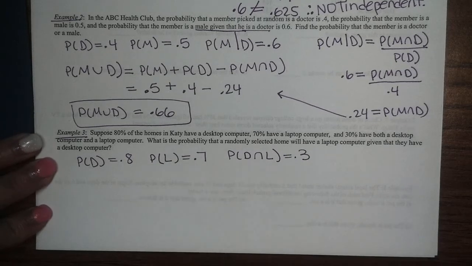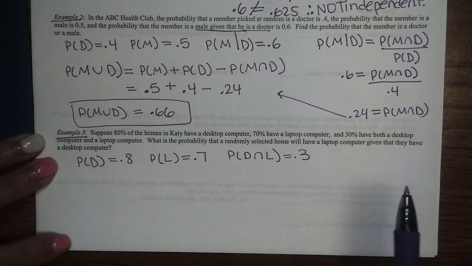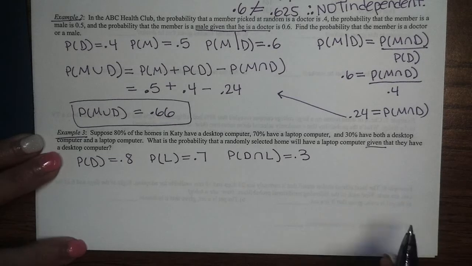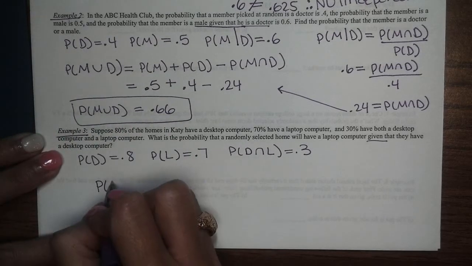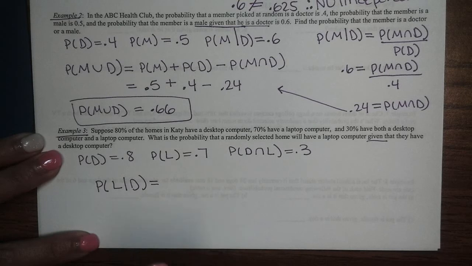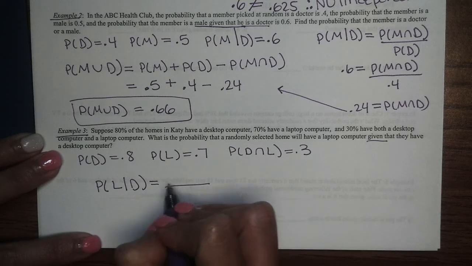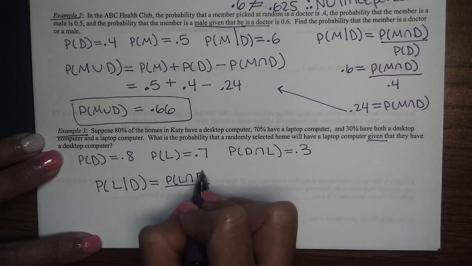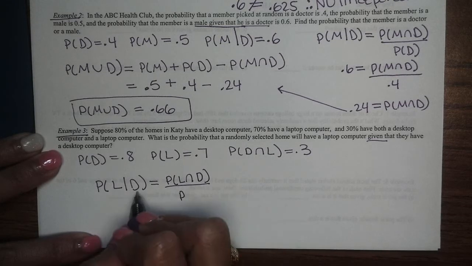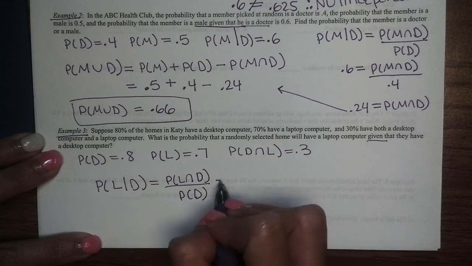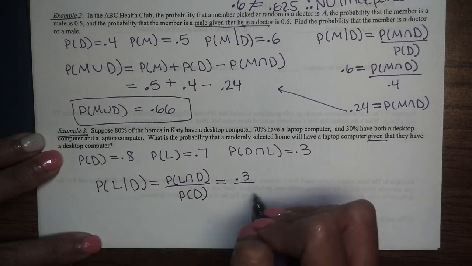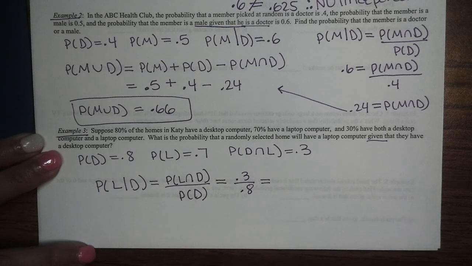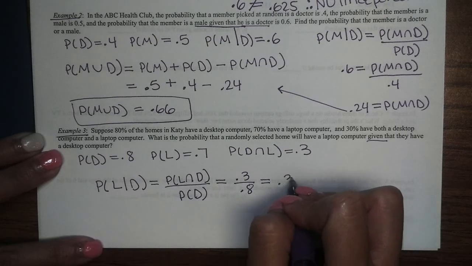So example 3, what's the probability that a randomly selected home will have a laptop given that they have a desktop? So you're looking for the probability of laptop given desktop. So again, that's that formula at the top with a given condition. You always put the intersection of the two events divided by the condition. So here the intersection was 0.3. The condition was desktop, so 0.8. Now we just put that in the calculator. 0.375.